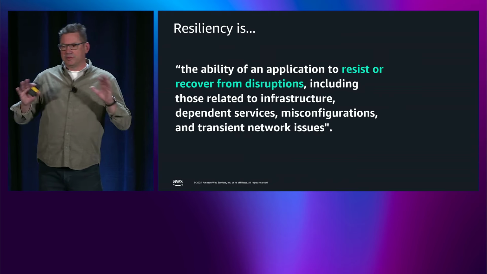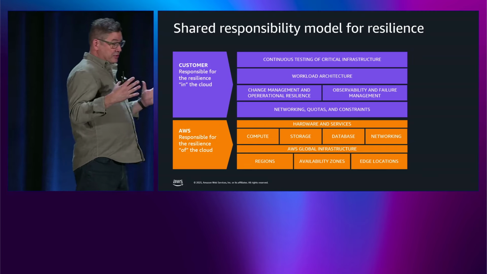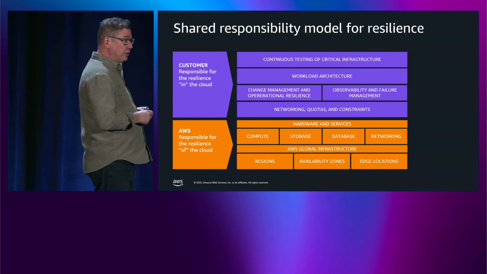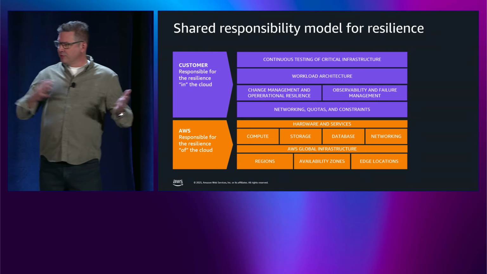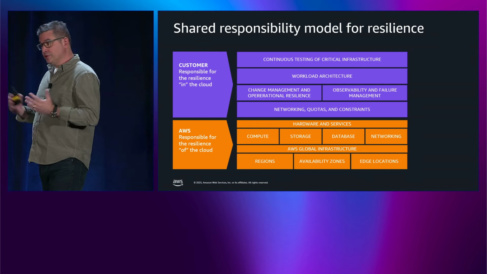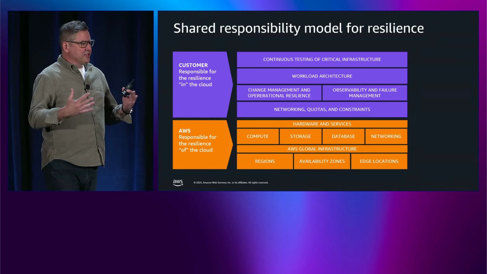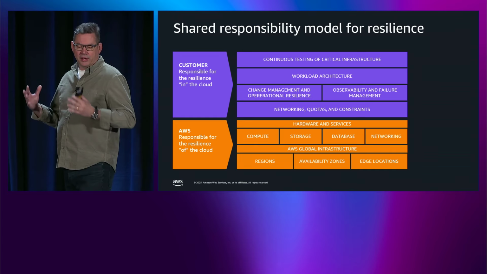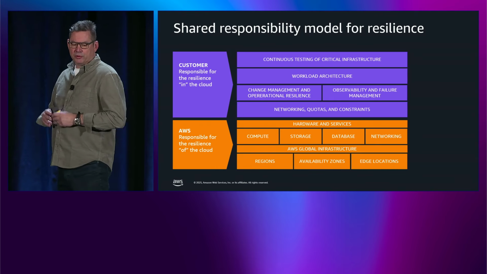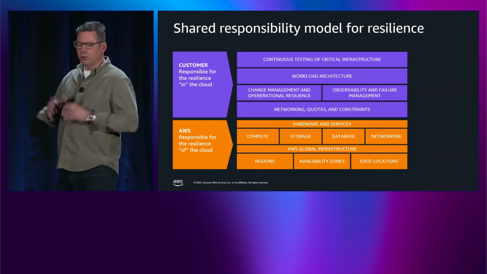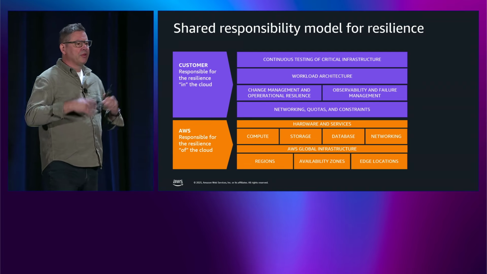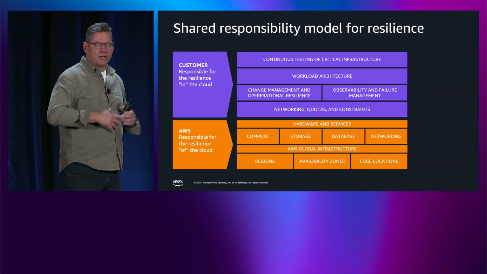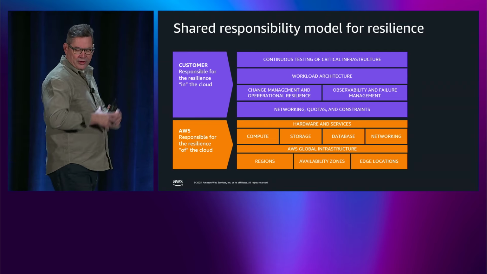And if you're familiar with the shared responsibility model for security, you may not be surprised to learn that we also have a shared responsibility for resilience. It's very much the same as the security one, right? AWS is responsible for all of the infrastructure that all of your services run on. You're responsible for performing all of the necessary resiliency tasks around configuration management for things like EC2.